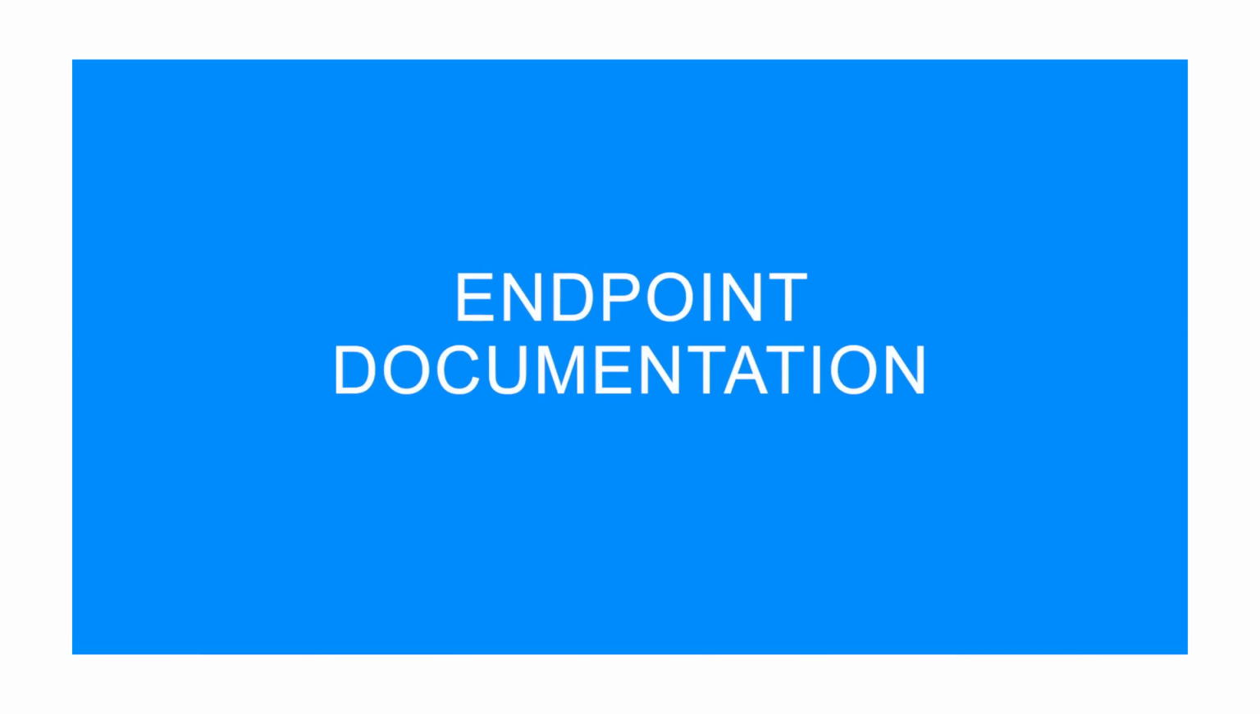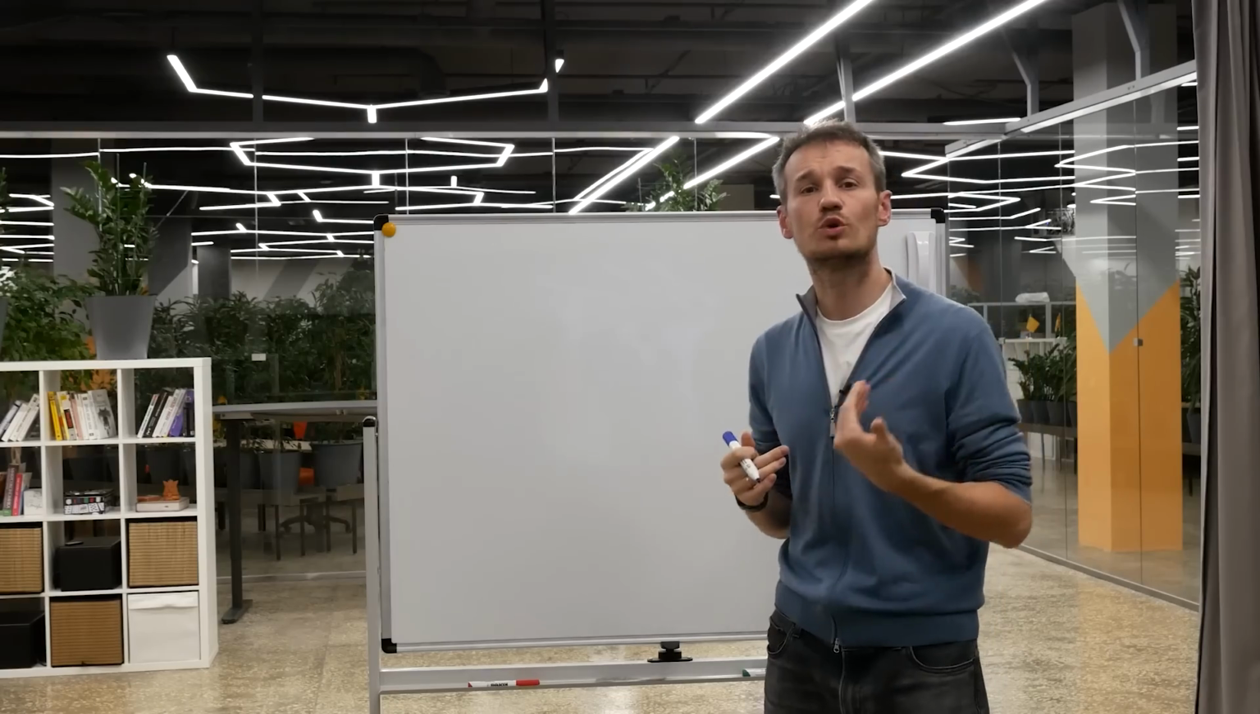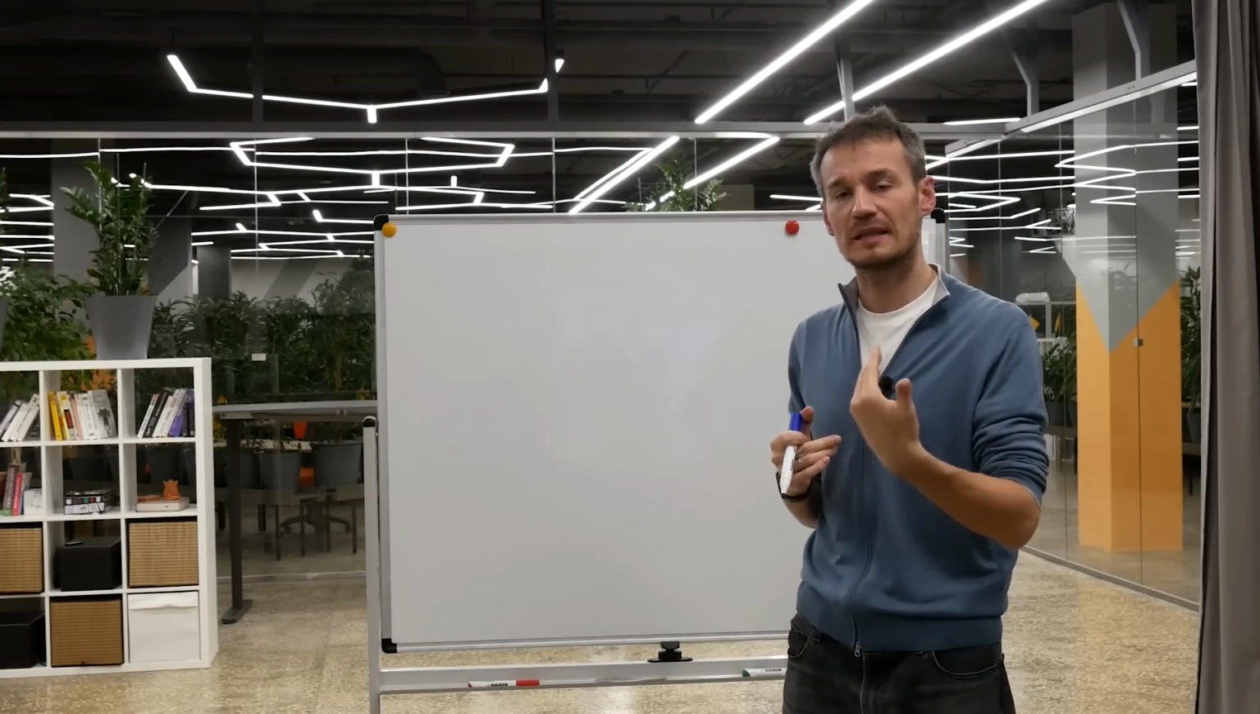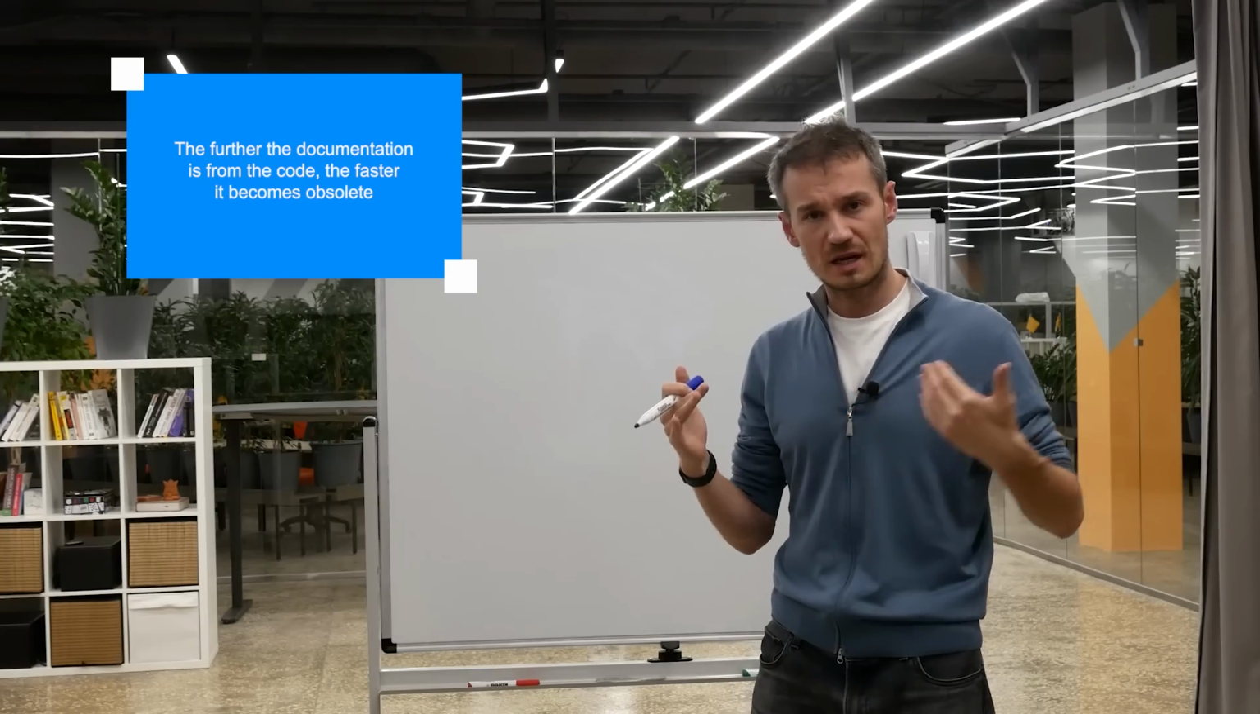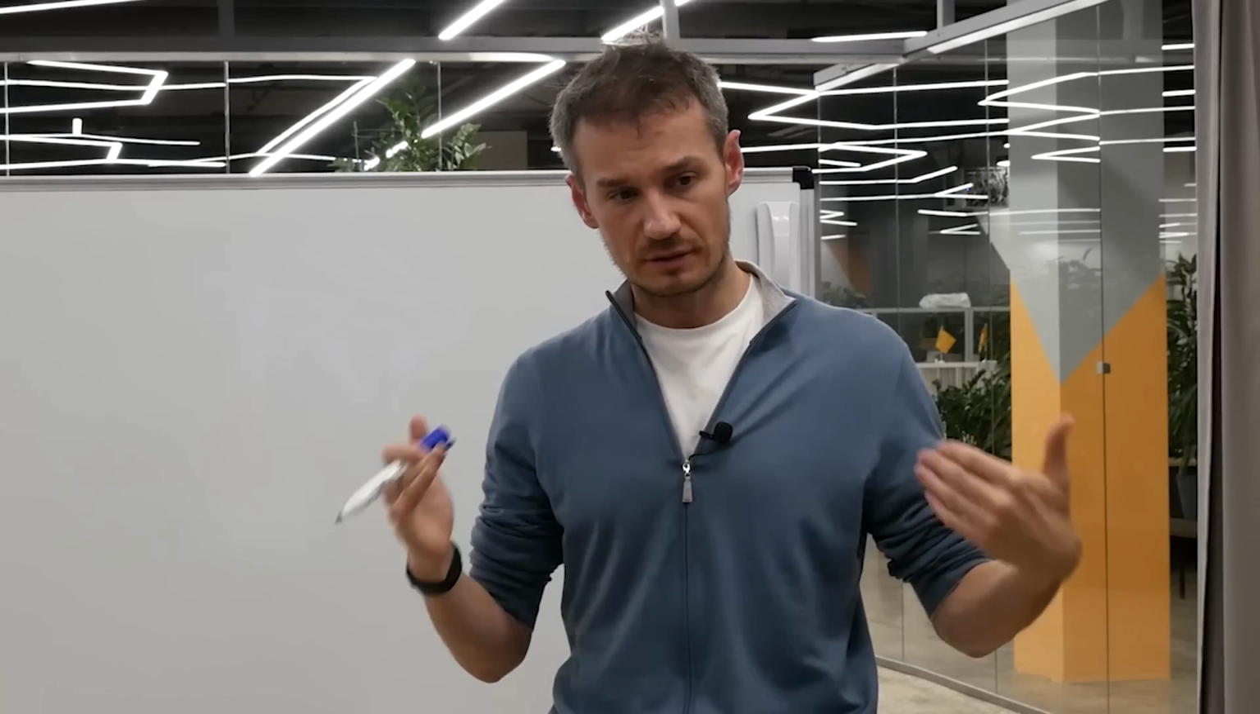The fourth type is endpoint documentation. How can we ensure that such documentation stays up to date? What's the problem with technical documentation? The further away it is from the code, the faster it becomes obsolete.